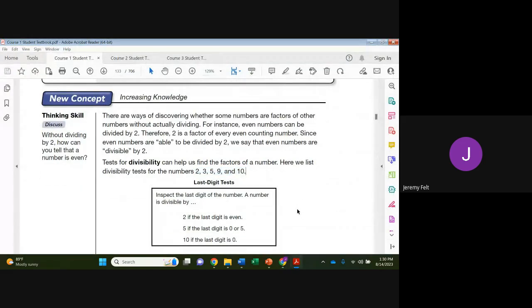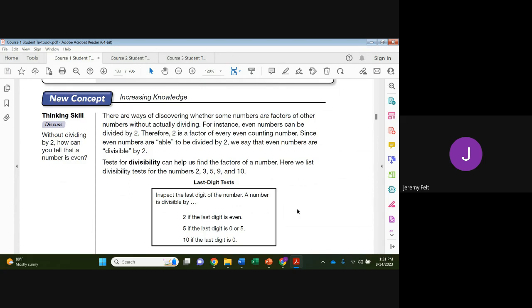Okay, so the first one, 2: if the last digit is even. So it doesn't matter what comes before that. If the last digit, so 342. Okay, well, 2 is an even number. That's the digit in the ones place. So therefore, 2 would go into that number. Doesn't matter what's in the hundreds place or the tens place, thousands, millions, whatever number we're looking at. If it ends in an even number, 2, 4, 6, 8, or 0, okay, then 2 would go into the entire number. So that's a pretty easy one to figure out.